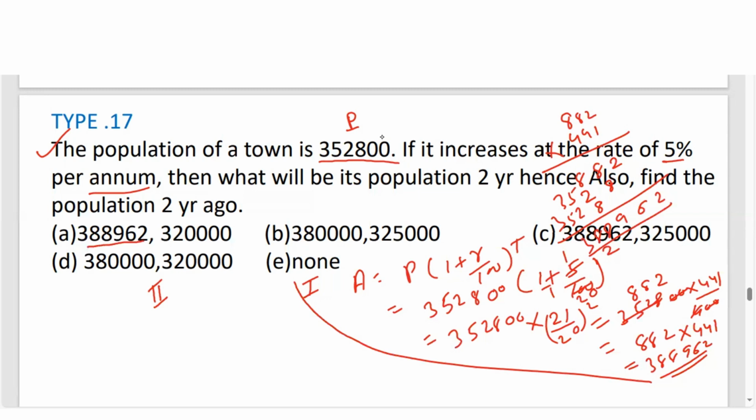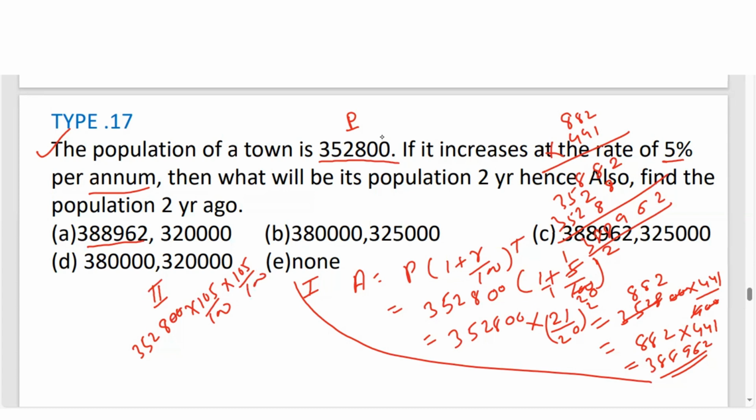That is the logical method. Here the population of the town is given as 352800. Now this population increases at a rate of 5%. What I told in the previous class in the percentage topic: increase means 100 plus, decrease means 100 minus. Here it increases at a rate of 5%, so directly it is 105 by 100. It is going for 2 years, so just go for 2 times, 105 by 100. This will be your value.